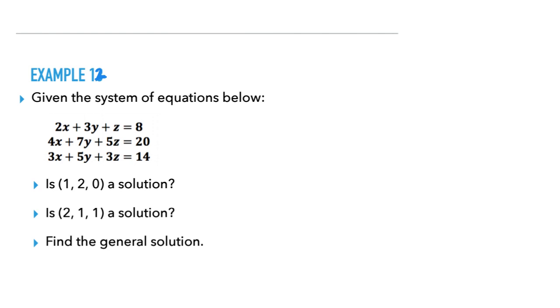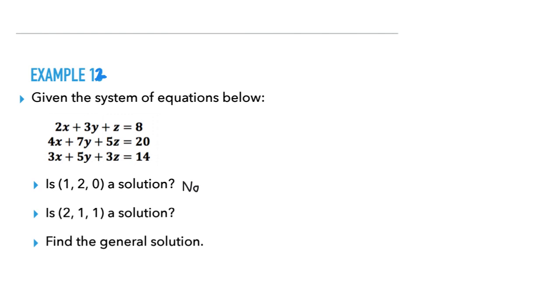When I plug (1, 2, 0) into the first equation, I get 2 times 1 plus 3 times 2 plus 0 equals 8, which is true. When I plug it into equation 2, I get 4 times 1 plus 7 times 2 plus 5 times 0 equals 20, which is not true because 4 plus 14 plus 0 is not 20. And thus, (1, 2, 0) is not a solution to the system of equations. It makes the first equation true, but the second equation false.